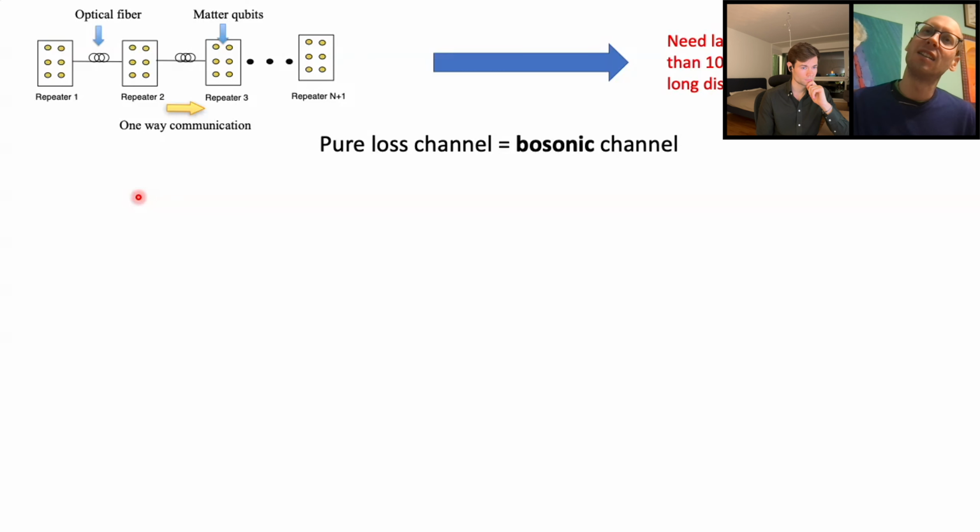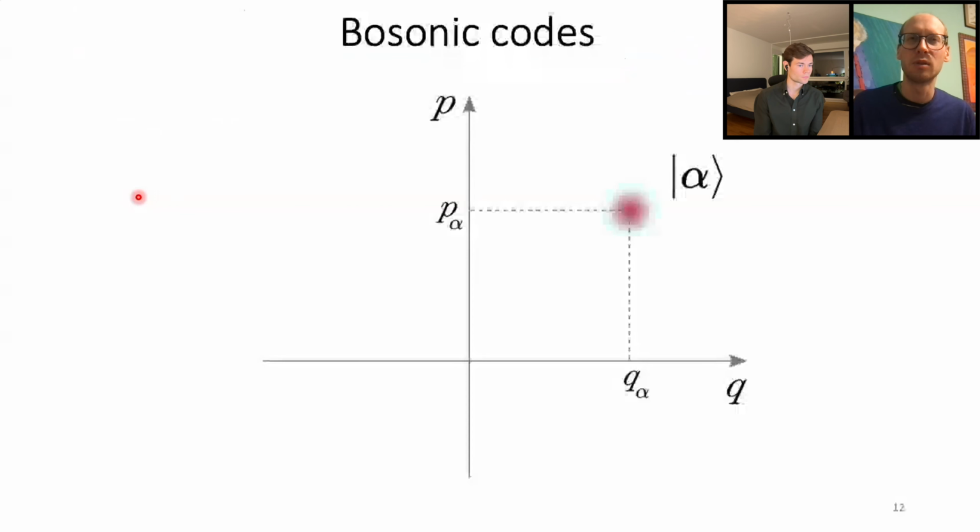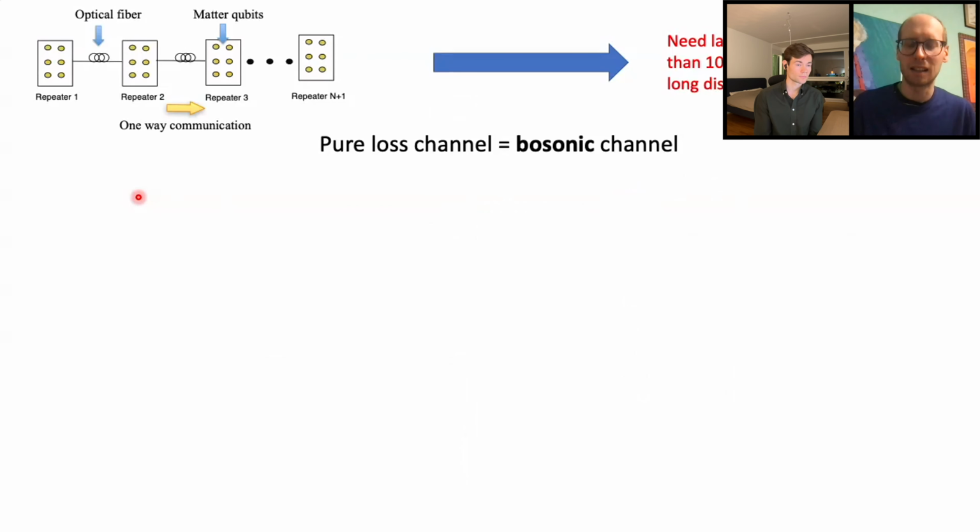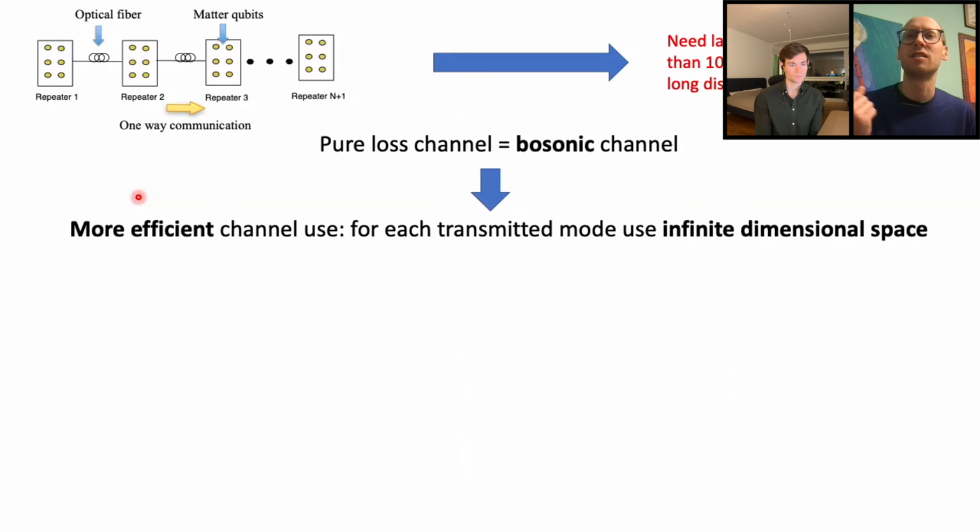But the pure loss channel, the mathematical channel that models the optical fiber, basically a channel where things can disappear, is actually a bosonic channel. So this is a channel that can be described in this continuous variable phase space. In fact, it admits states that live in this continuous variable phase space, and that phase space is infinite dimensional. We are not restricted to qubits.